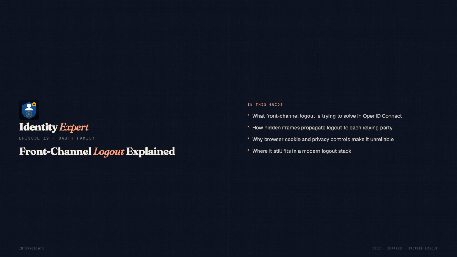In this guide: what front-channel logout is trying to solve in OpenID Connect, how the browser and hidden iframes propagate logout to every relying party, what the actual request looks like with issuer and session identifiers, why third-party cookie blocking makes the mechanism unreliable, and where front-channel still fits in a modern deployment.